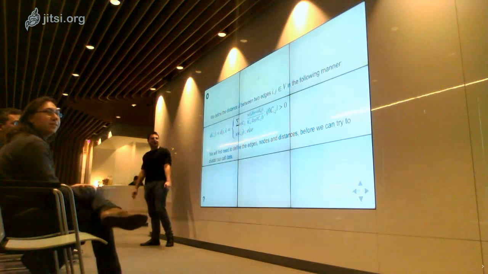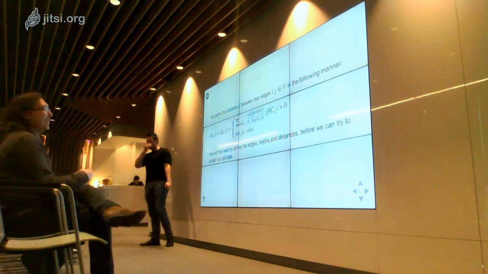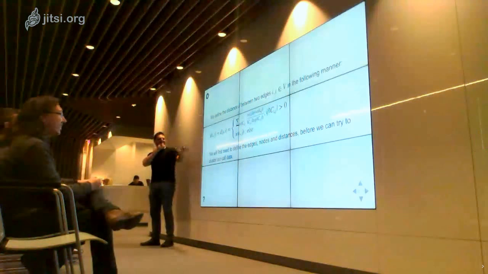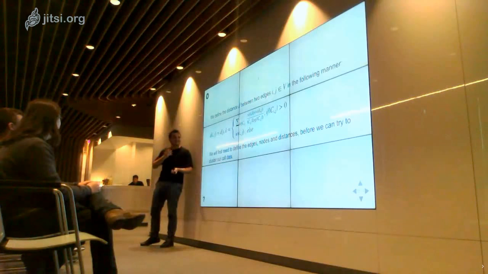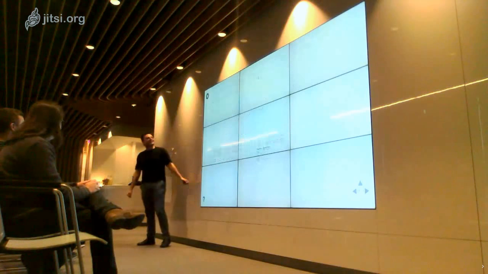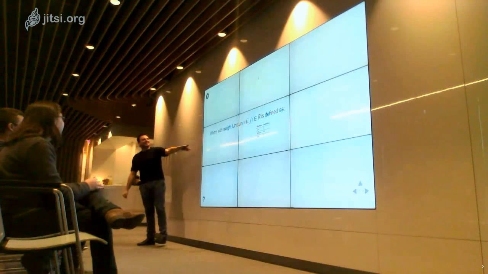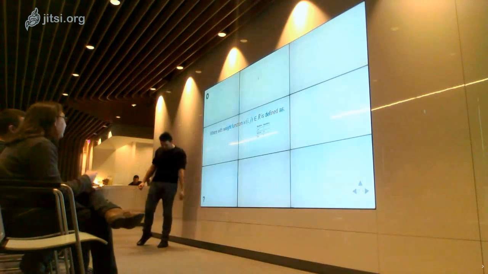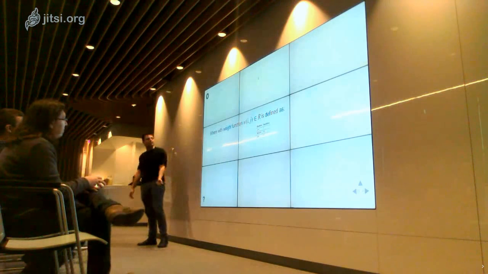Just to make sure, did everyone get this formula? Okay, forget about it. Those are just the weights of the labels that we had. Don't overthink it as well.